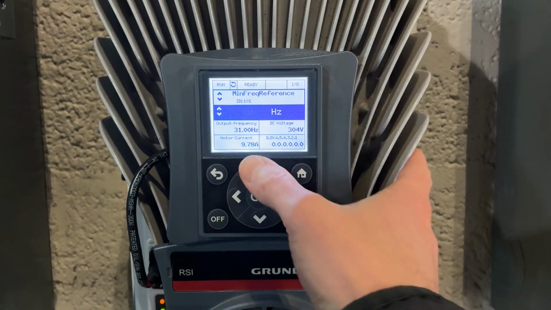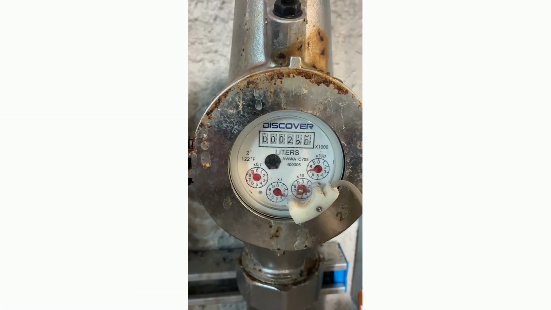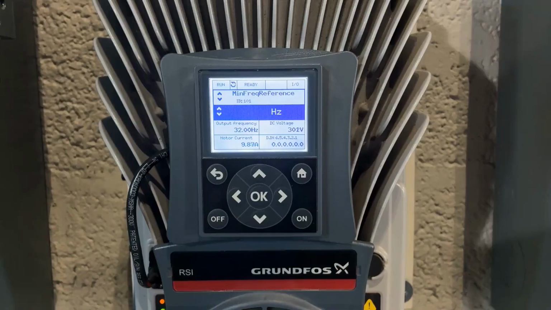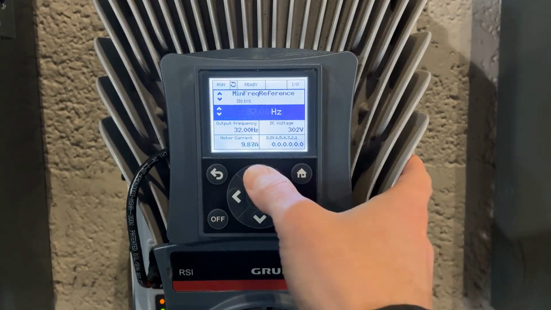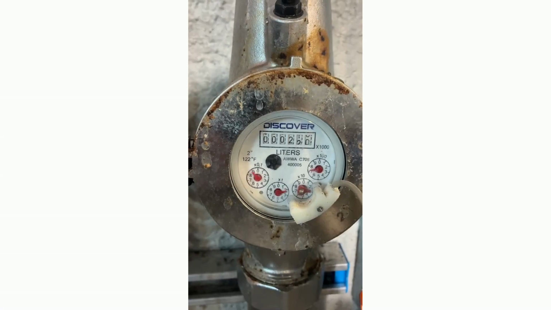Increase the RSI to 32 Hz. Repeat the 1 minute water meter test. At 32 Hz, the flow rate is 3.72 meters cubed per hour. We're getting closer, let's keep going. Increase the Hertz to 33 Hz. Do another 1 minute water test.